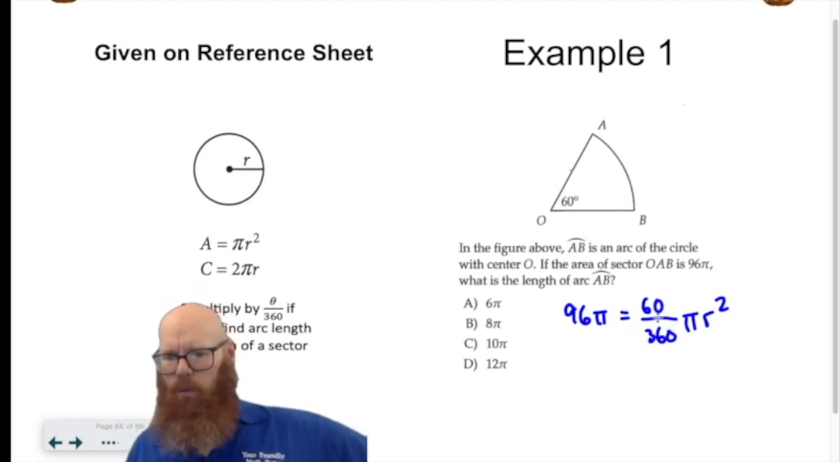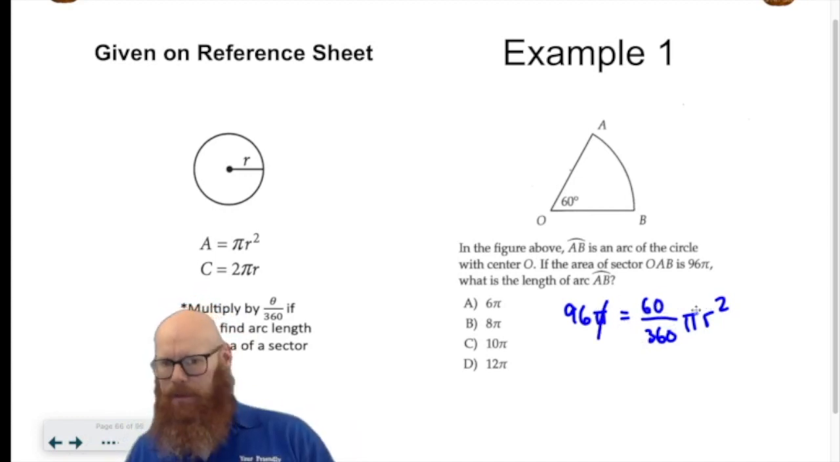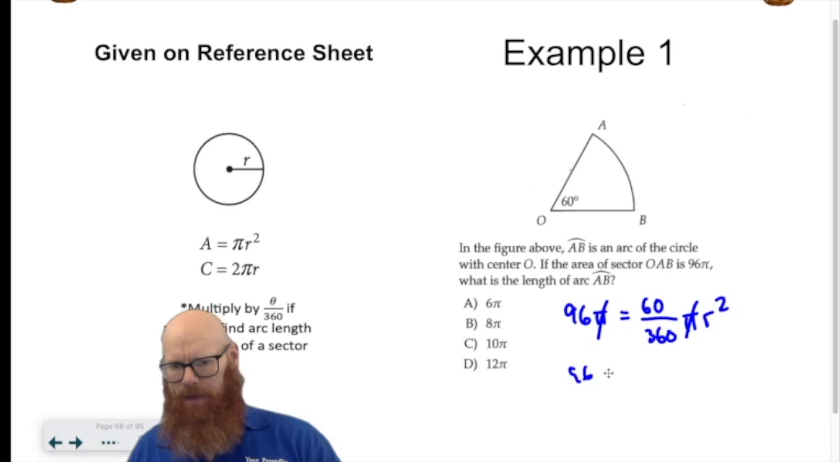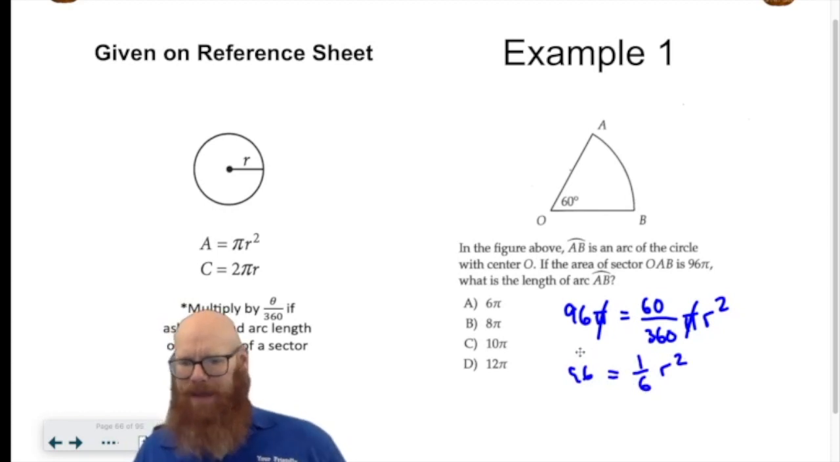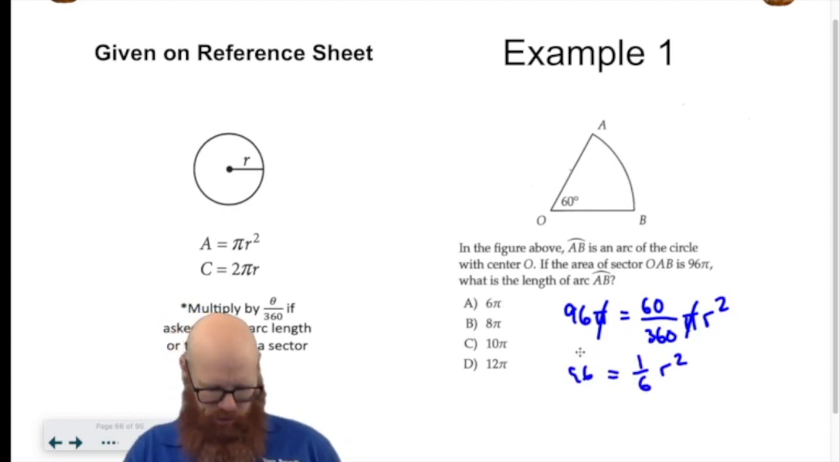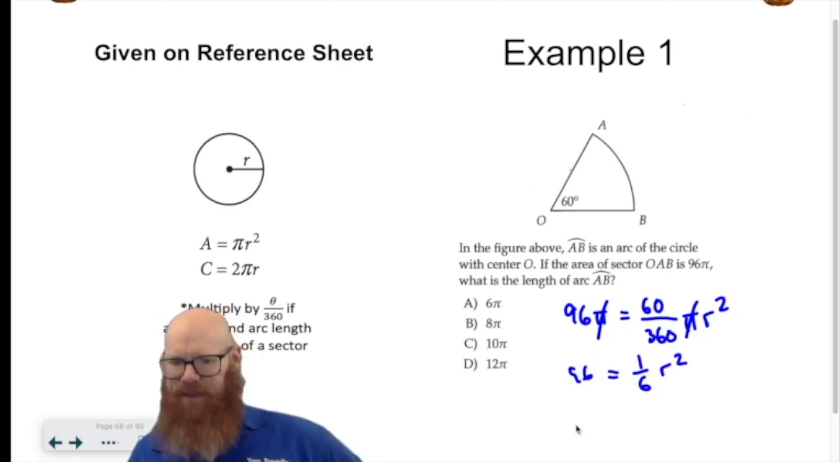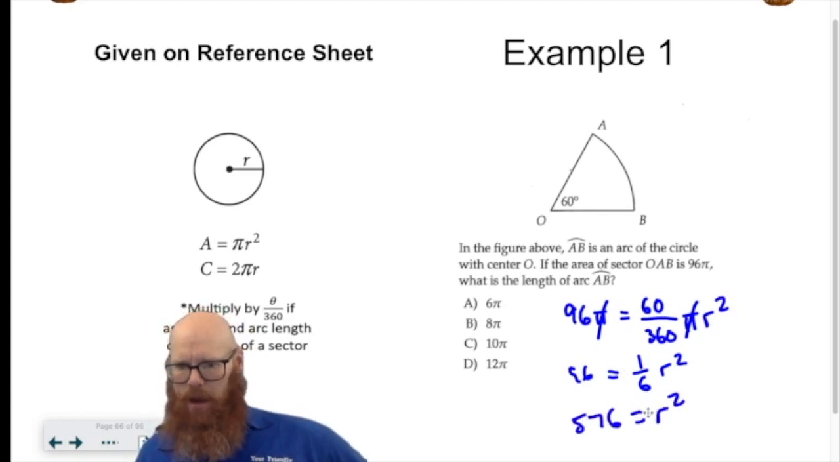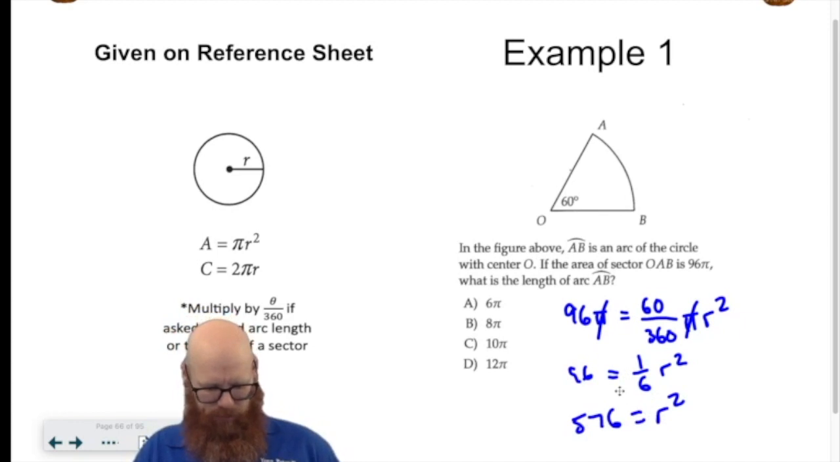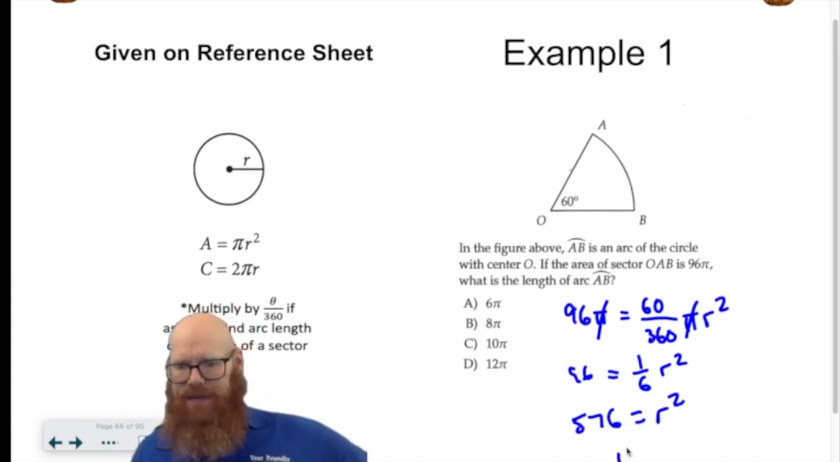This is really 1/6, and the pi's will cancel. So we have 96 equals 1/6 r squared. We can multiply by 6. 96 times 6 is 576, which is equal to r squared. Then we can take the square root of that, which is 24. So that tells us the radius is 24.